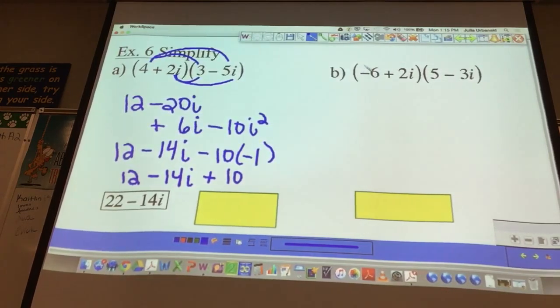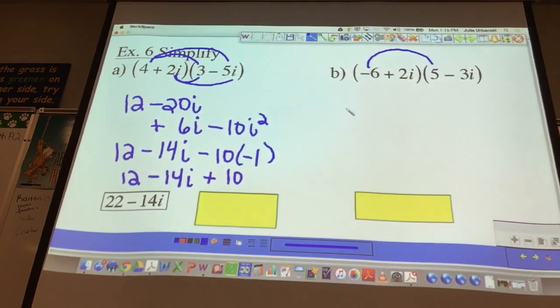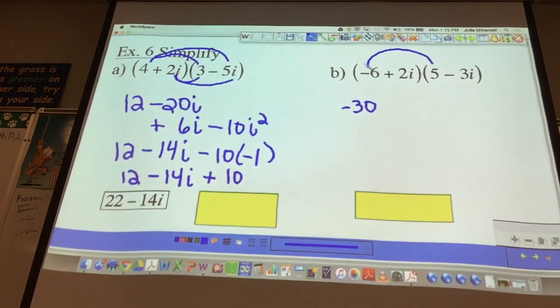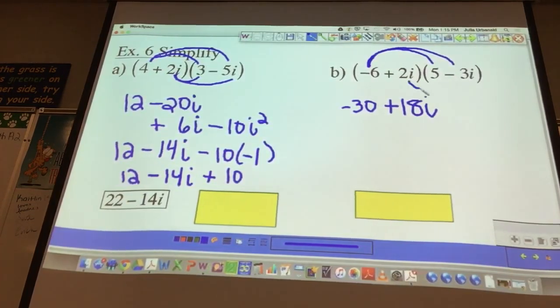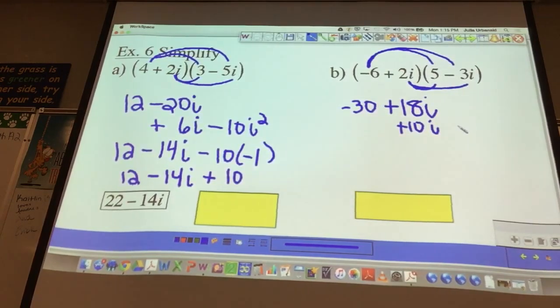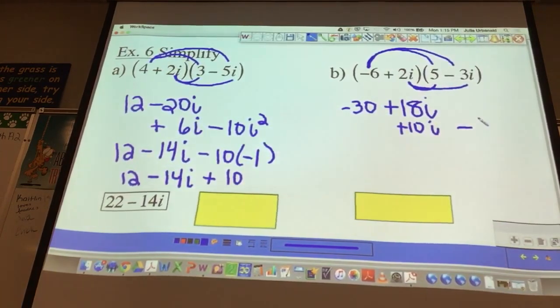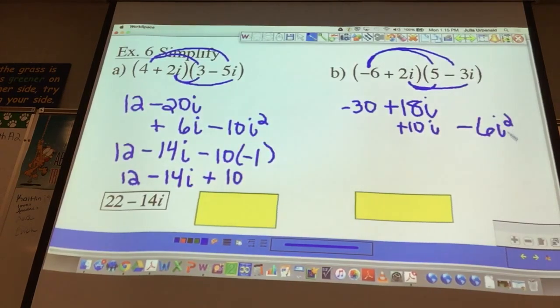Alright, letter B. Let's go through this last one slowly. Negative 6 times 5. Negative 6 times negative 3i. Positive 18i. Good. 2i times 5. And positive 2i and negative 3i. Negative 6 what? i squared. Good. Which really means negative 6 times negative 1. So negative 30 doesn't change.